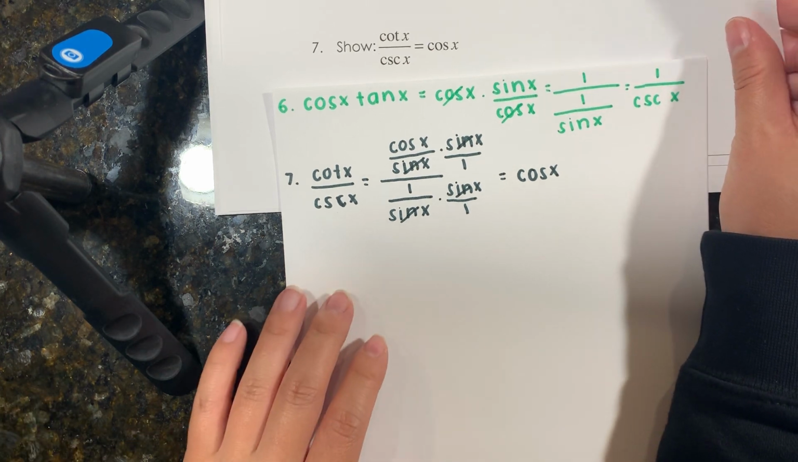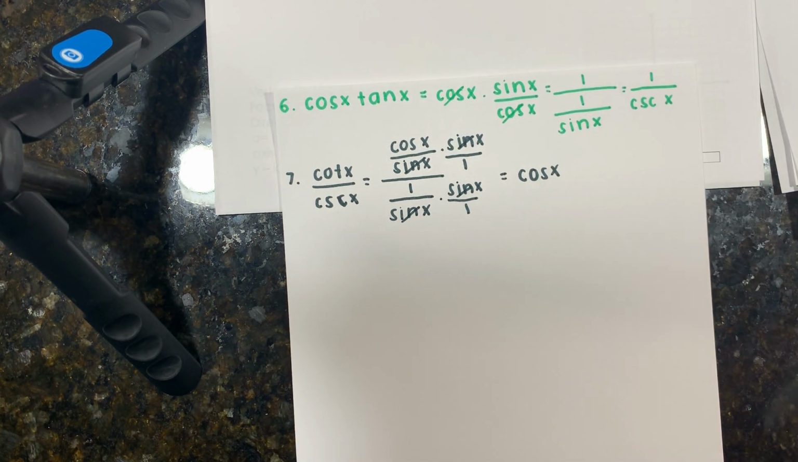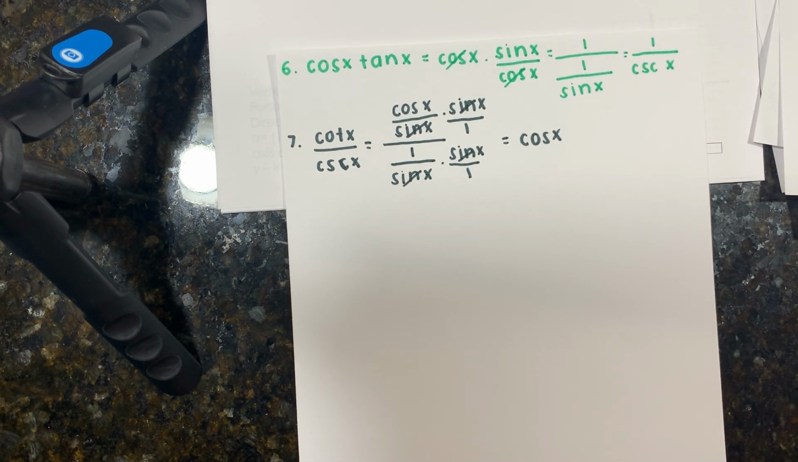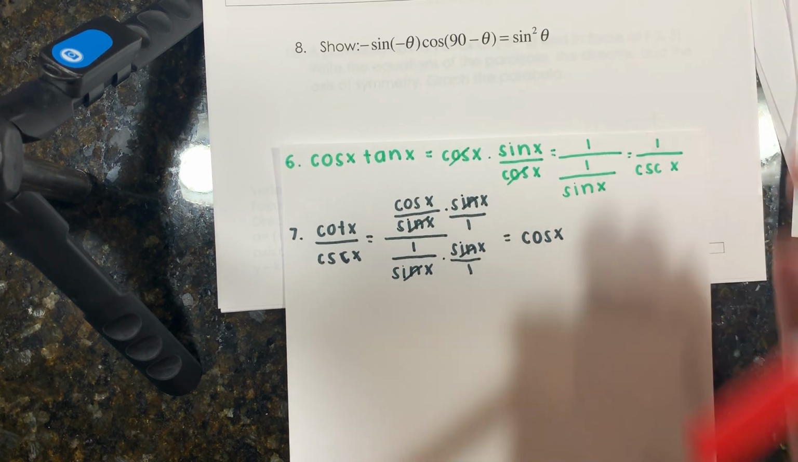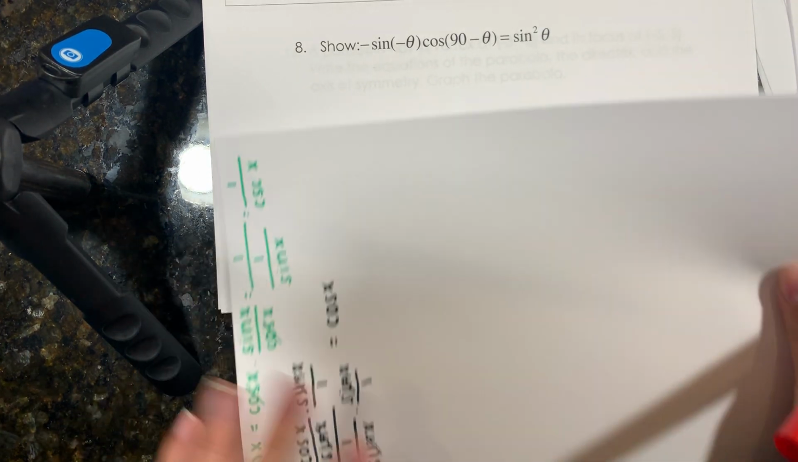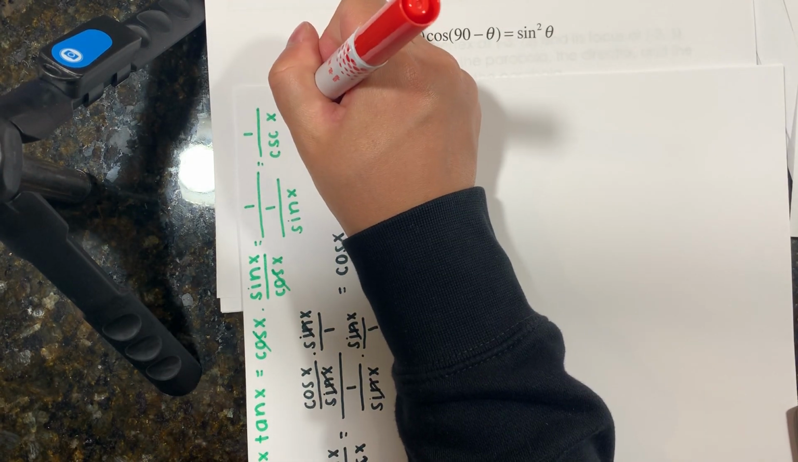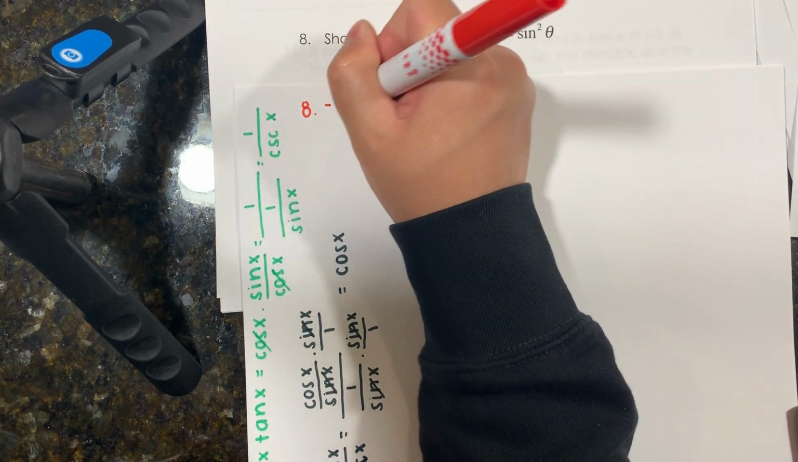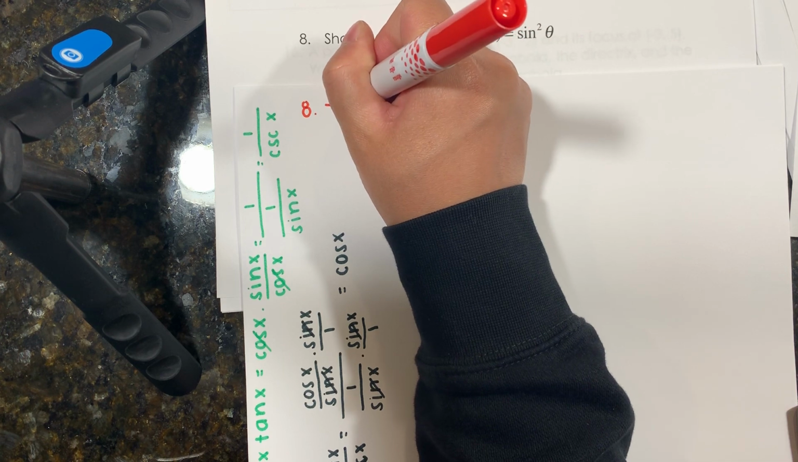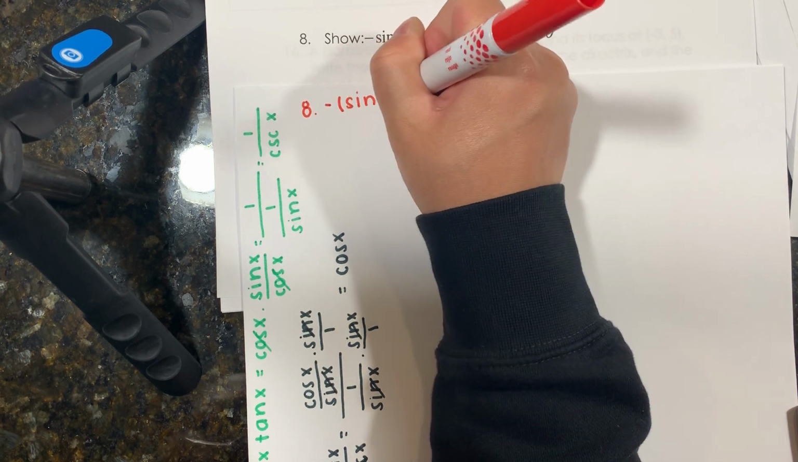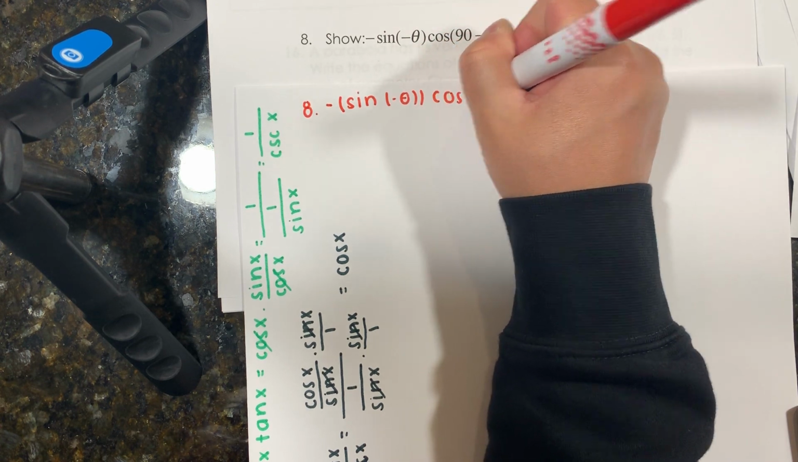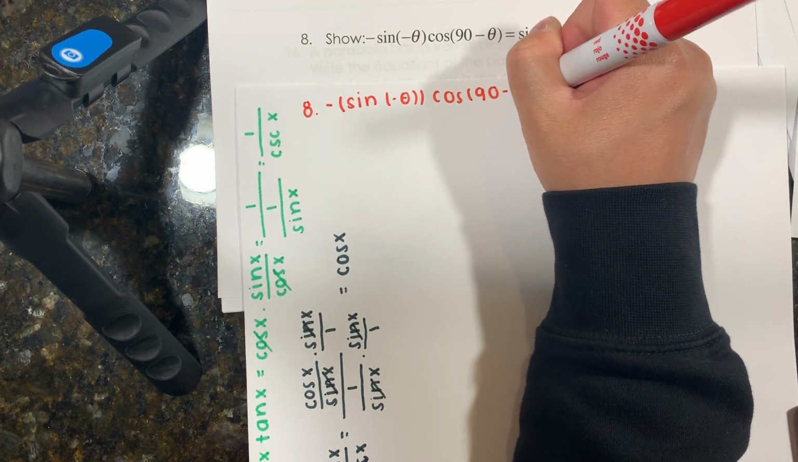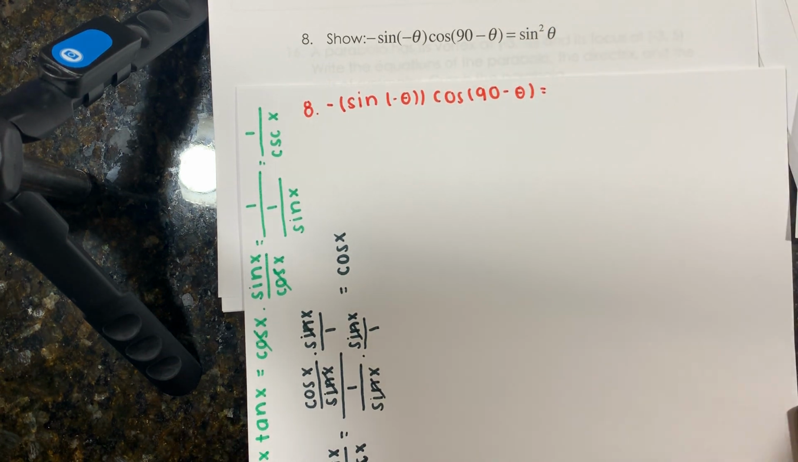Then for the last one, number 8, we are going to have negative sine of negative theta times cosine of 90 minus theta, and we want it to be equal to sine squared theta.